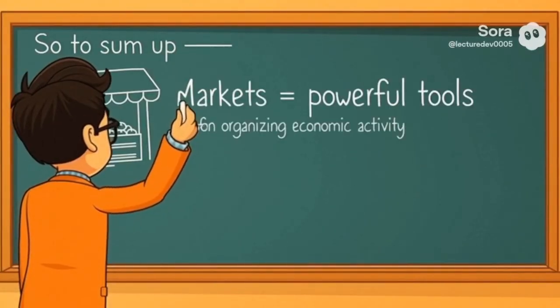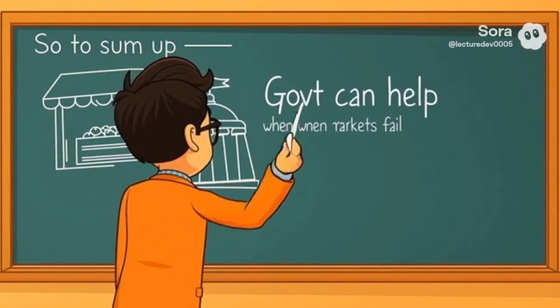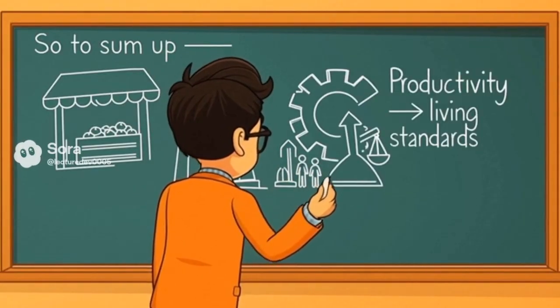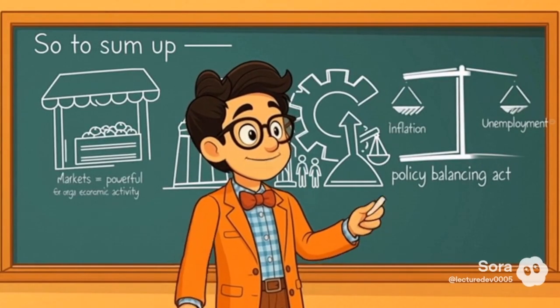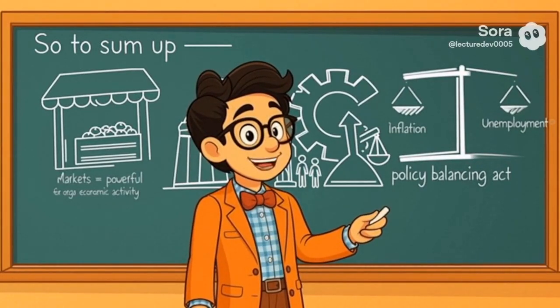So to sum up, markets are powerful tools for organizing economic activity. Governments can sometimes help when markets fail. Productivity drives living standards, and inflation and unemployment are two sides of a policy balancing act.